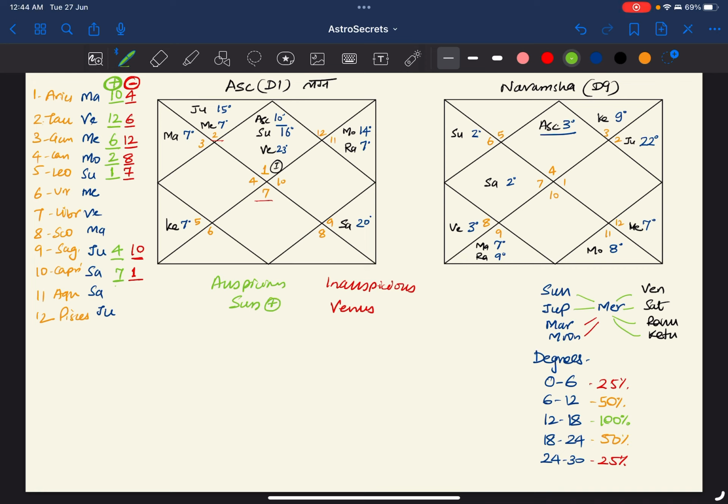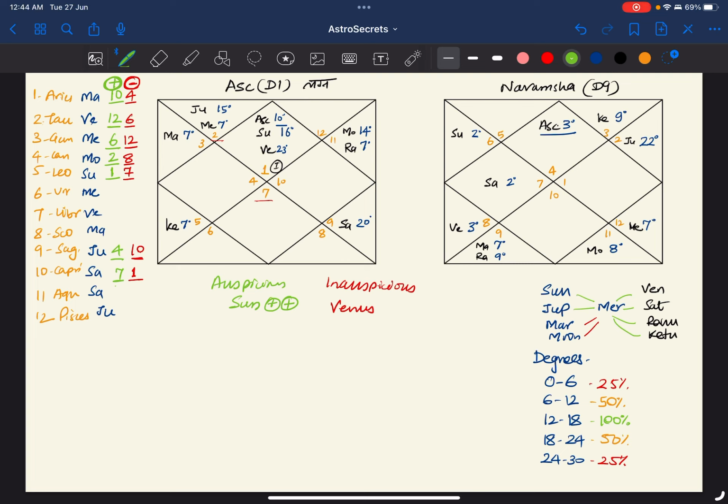Also we can take a look at the degree of the Sun. So the degree of the Sun is, let's say, between 12 to 18 degrees, right? So it is going to be more than 100%. Maybe not more than 100%, but obviously very, very auspicious for this particular kundli. So I'm writing double plus here basically.